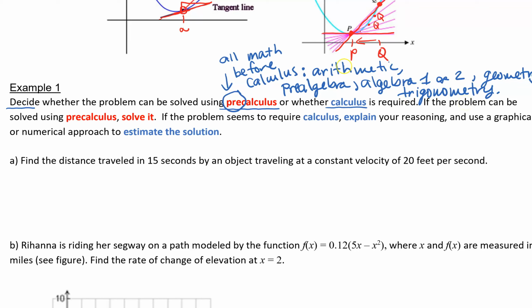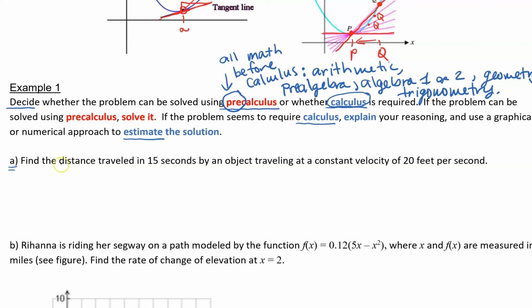If a problem can be solved using any of these techniques, then we go ahead and just use those math skills. It's when I can't use the skills learned from these classes that I have to go further and use calculus. So that's what you're going to be deciding. Can I solve this with something I've learned before, or would I need something more? If you have to use calculus to solve it, obviously you can't do that yet, so we're going to ask you to simply estimate a solution using one of these other types of math skills. So let's look at the first part of example 1.